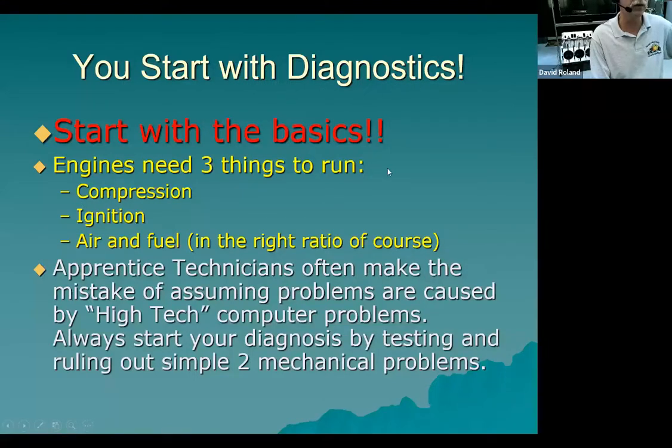Engines have to have these three things to run. We have to be able to compress the air and the fuel. We have to have a spark to start the fire. And we have to get air and gasoline into the cylinder in the right ratio. It takes way more air than it does fuel. It takes 14 parts of air to one part fuel in order to be good and combustible.